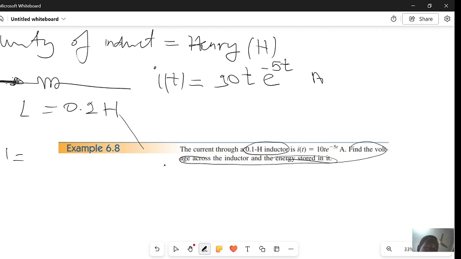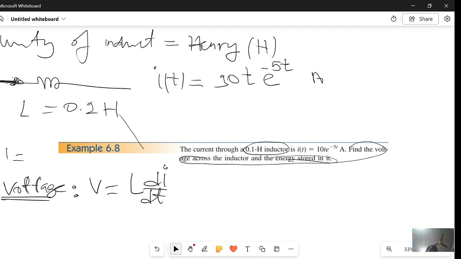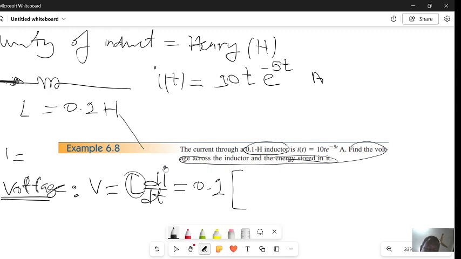The voltage, I know the voltage. What's the formula? As we know, V is going to be L times the derivative of the current by t, which equals the value of L, 0.1, multiplied by the derivative of the current. What's the derivative of the current?